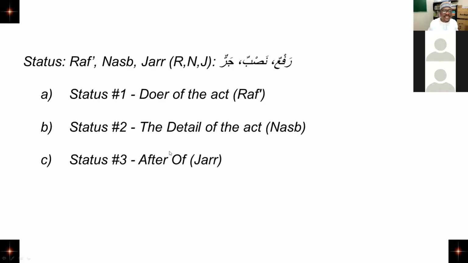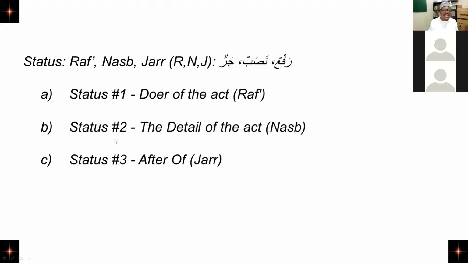Good. Now, instances of those three status have been given here, but not all. These are not all. For instance, status number one, which is Rafa, is when a word is a doer of an action. Fa'il, right? I'm sure Mr. Rabi knows this. The fa'il, or the doer of an action, is always in the Rafa status. So you cannot say it's in Dhamma status. It's in Rafa status.